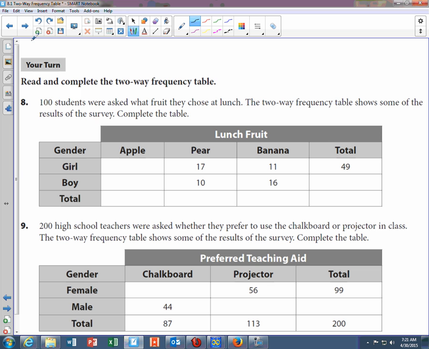Okay? All right, so now it's your turn. Take these data, notice that there was 100 students here and 200 students here, and fill out the rest of these tables.